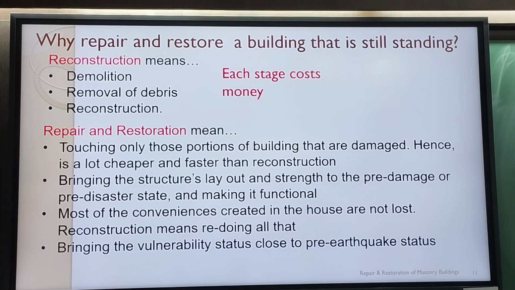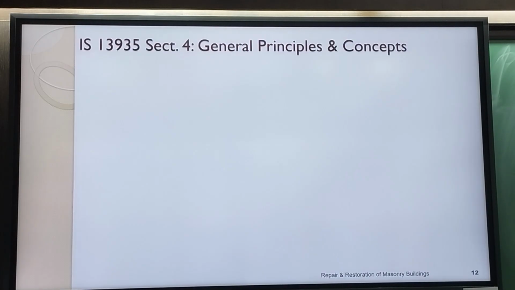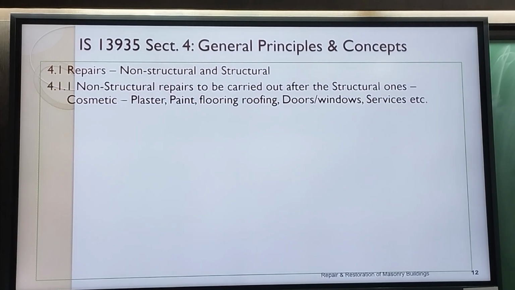All right. Then bringing the vulnerability status close to the pre-disaster, because earlier possibly the building was more vulnerable, and you have an opportunity to reduce the vulnerability. So you also inspect the building from that viewpoint when you're working on the repairing and restoration. Now IS 13935 has this section 4, which focuses on these repairs and restoration. Now repairs, they are structural and non-structural both, the damage.